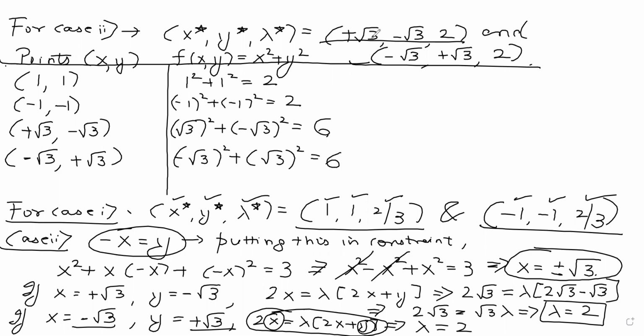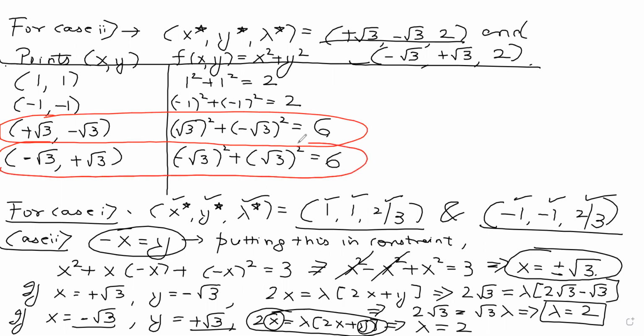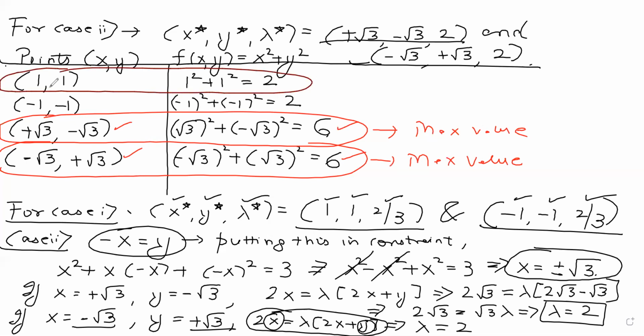So all students can see that the function has the maximum value at plus root 3 minus root 3 and minus root 3 plus root 3. The maximum value of the function is 6, which occurs at these points. And if you look at the minimum value of the function, it is 2. The function has minimum value 2, and this occurs at the points 1 comma 1 and minus 1 comma minus 1.